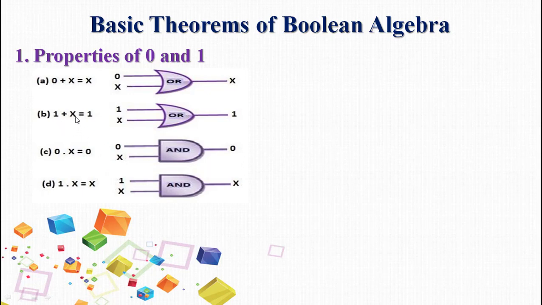So, 1 plus x is nothing but 1. One added with anything will always result in 1. As you know from the properties of zeros and ones, or the relational theorems you have seen for addition, 1 plus 0 is 1, and 1 plus 1 is also 1. So anything that is added with 1 is always 1. So 1 plus x will be equal to 1. The addition is implemented by the OR gate.